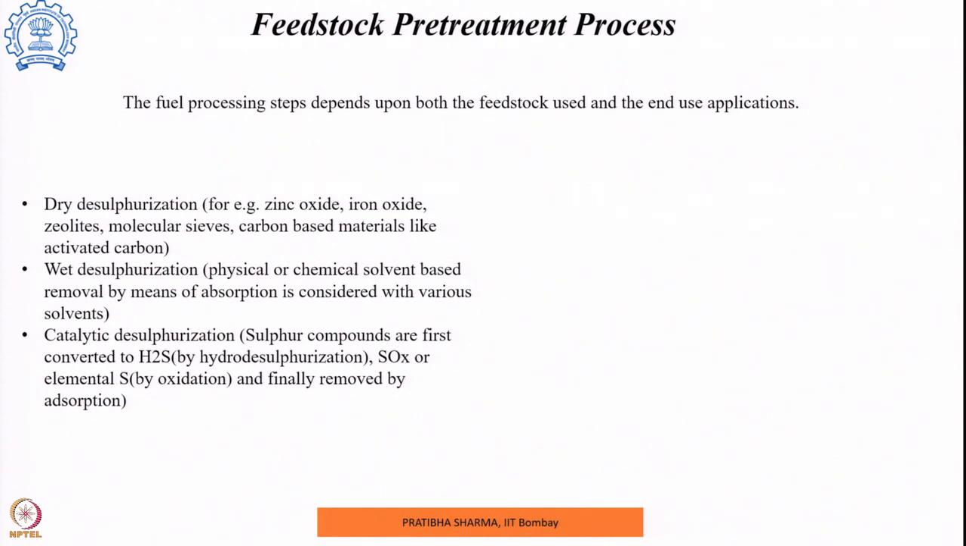At the same time, it depends upon which end use application the hydrogen being produced is meant for. So, what is the desired purity level for which hydrogen is being produced? For fuel cell application, it has to be very pure, in the ppm levels, in ppb levels. So, the impurities need to be reduced.